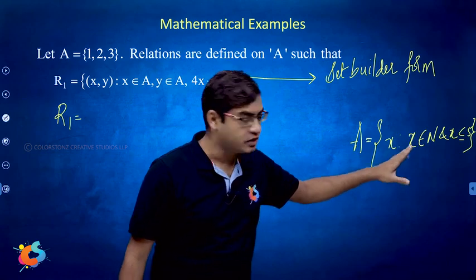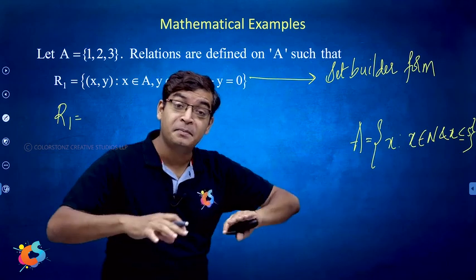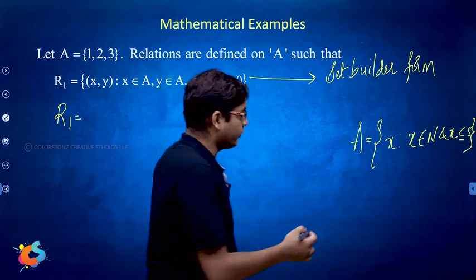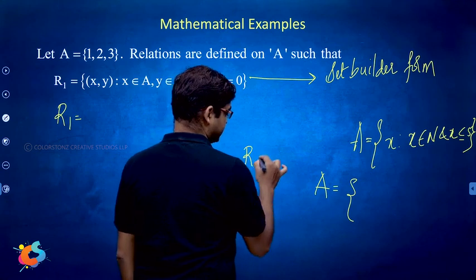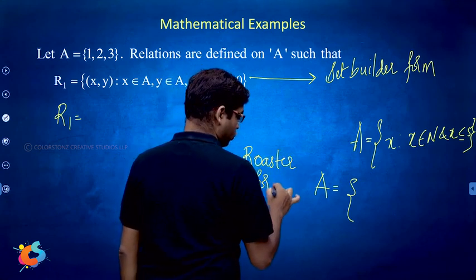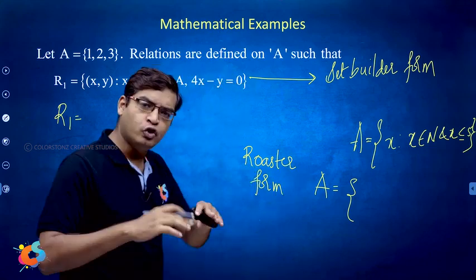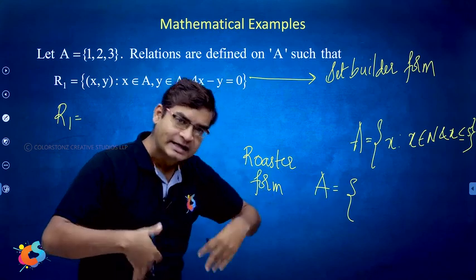X is a natural number and x is less than or equal to 5. This is the set builder way of writing a set. Okay, what is the roster way of writing a set? This is R-O-S-T-E-R, roster form. In roster form of writing a set, you directly give the elements. Instead of giving the property, you will directly give the elements.